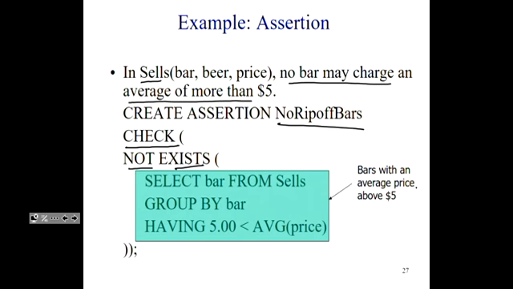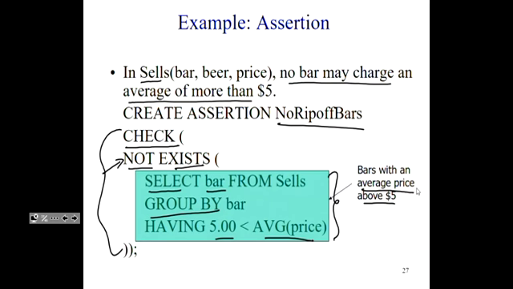Okay? So this subquery here is listing all of the bars whose average price is greater than 5, and this NOT EXISTS condition is checking if that relation is empty or not, and the overall condition is constantly ensuring that if any updates happen to any of the relations, this condition is always met. So if there are any updates that violate this, it will say, sorry, you can't make that update. Okay? Any questions?